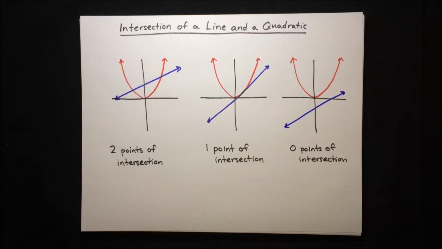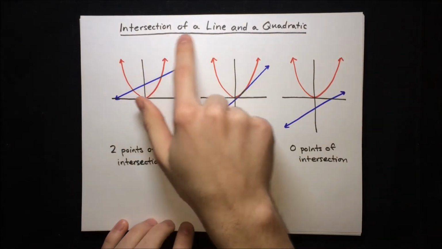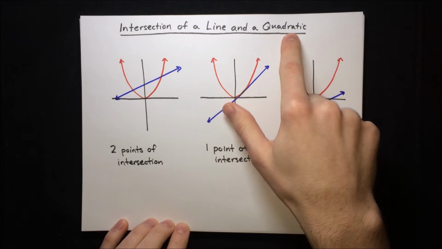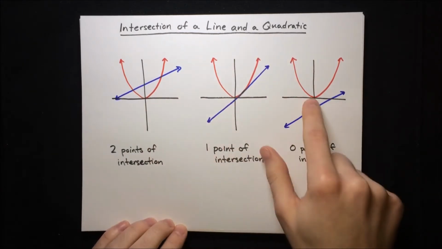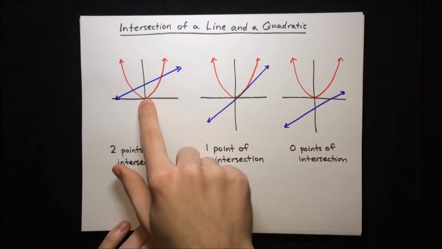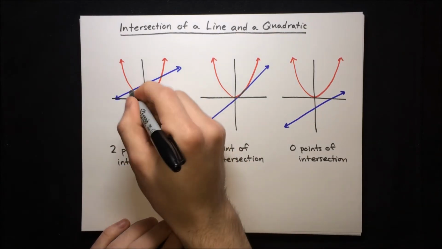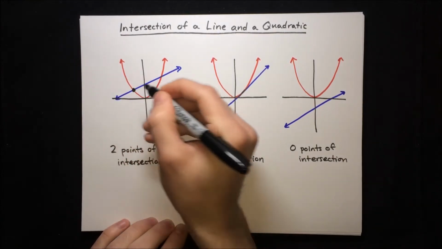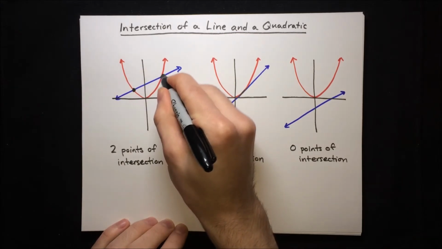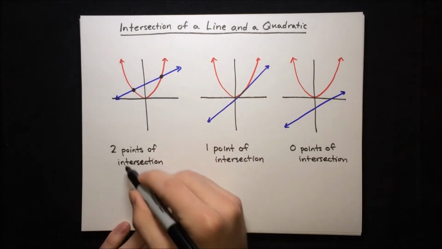In this video, I'm going to show you how to find the intersection of a line and a quadratic. There are three cases for what might happen. The first case is that there can be 2 points of intersection. For example, in this diagram, the line and the quadratic parabola intersect at these 2 points of intersection.